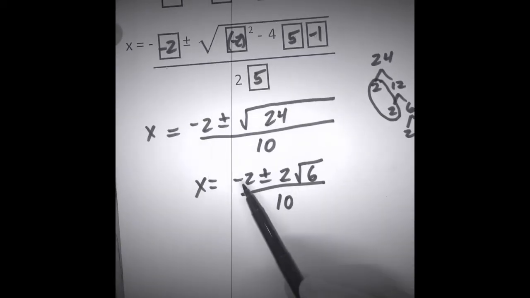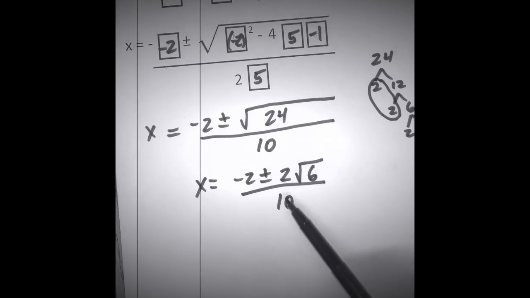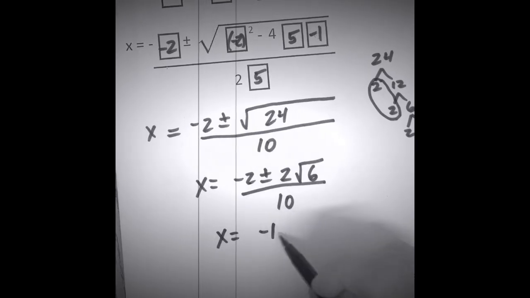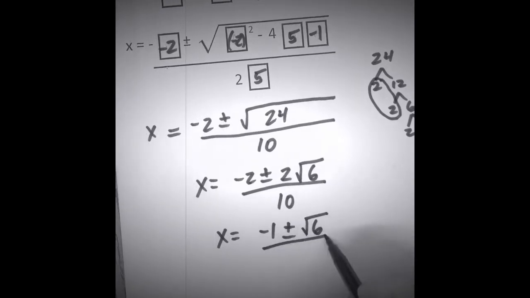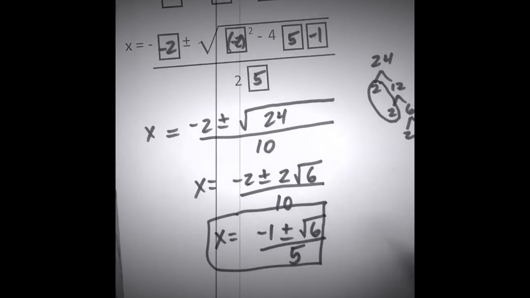If we can divide the 2, the 2, and the 10 all by a number, we would do that in order to simplify. We can divide all three of those by 2. 2 divided by 2 is 1. 2 divided by 2 is 1, square root of 6, and 10 divided by 2 is 5. So we have our answer.